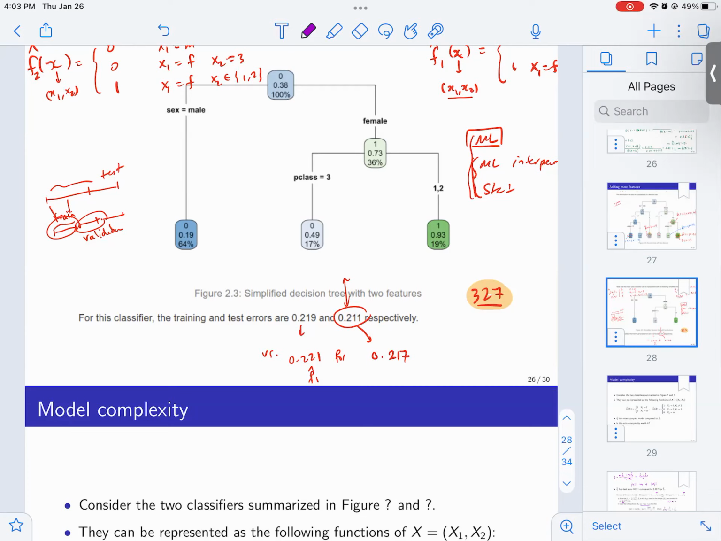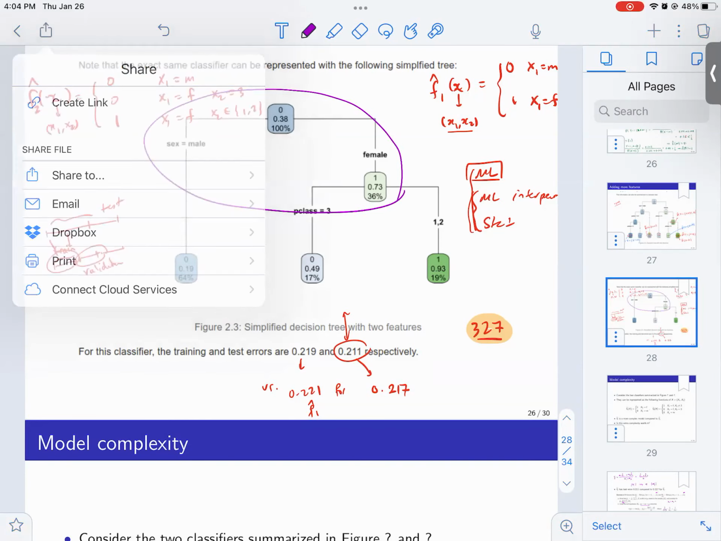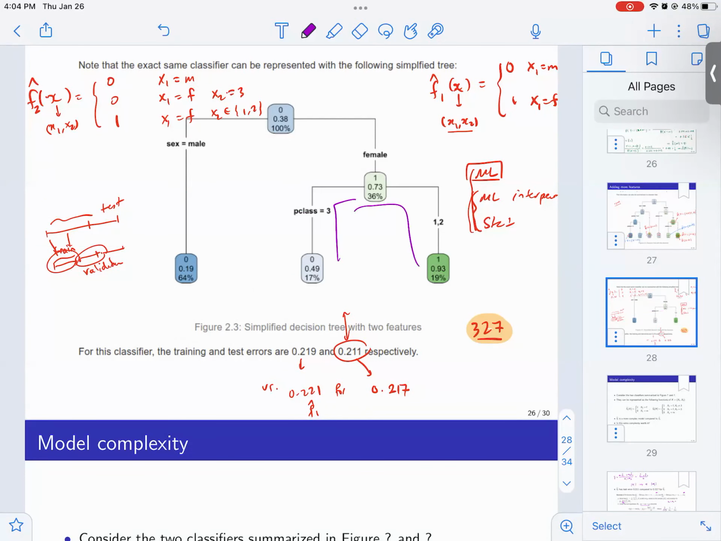There's no right or wrong answer. You can use this as well. It could turn out that this is the better classifier. But if you prefer a simpler model, there's no reason why you have to take P class into account. And if you actually do this in R, it's going to output this simpler classifier. So it has some sort of stopping rule or pruning. It's not going to do this split.